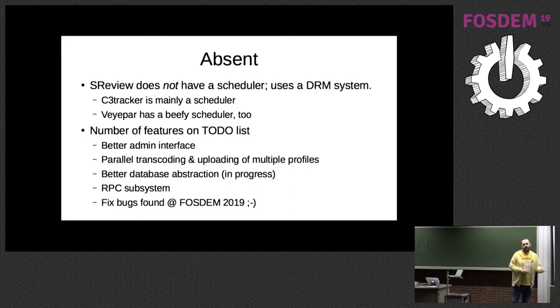There's also a few things that are not in the code yet that I do want to add. The administrator interface currently is fairly basic because I haven't gotten around to making it well yet. So that's something I want to deal with. Right now, if you create output profiles, so you can tell SReview I want a WebM and an MP4 and an AV1 version of this video, and it will then transcode them one after the other. So my plan is to also make that happen in parallel so that it will upload a version as soon as it's ready.